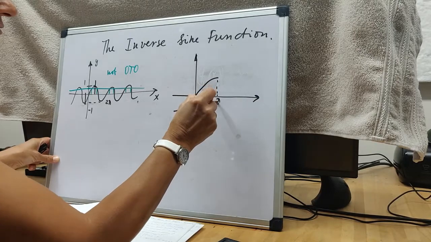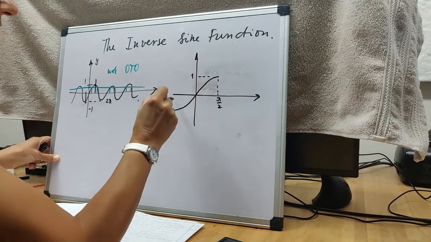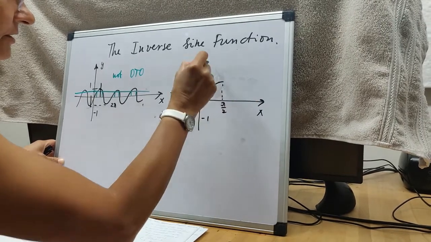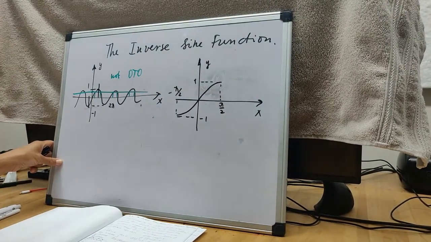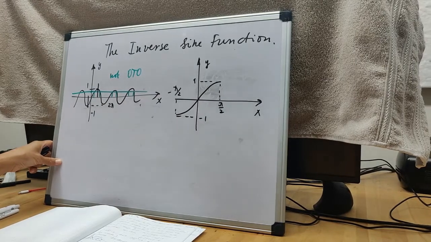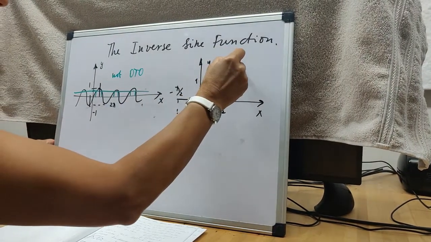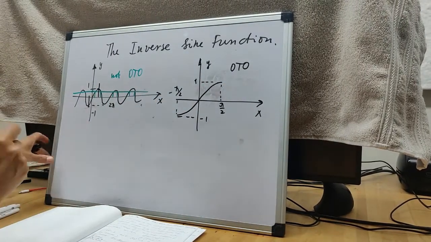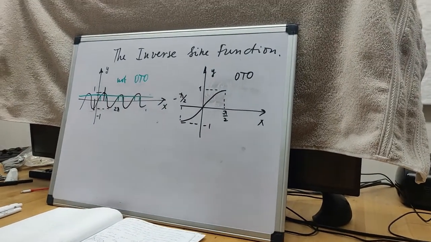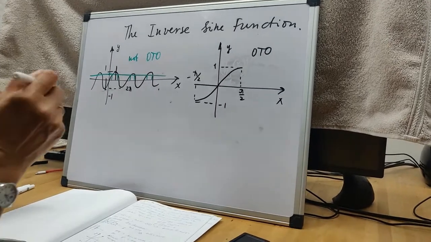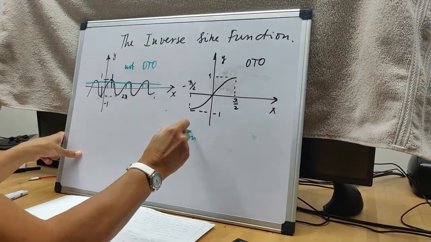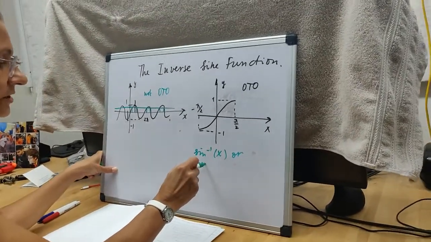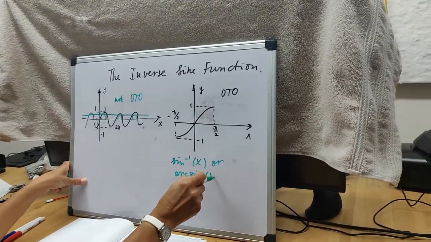So it's pi over 2 here, it's 1 here, negative pi over 2 here, and minus 1 here, x here, and y here. So that's the part of the sine for which we can create an inverse, because this one is one-to-one. One-to-one intersects a horizontal line only once everywhere. So we are going to create an inverse, and our inverse is going to be called sine inverse of x, or another name people sometimes use, it's arc sine of x.